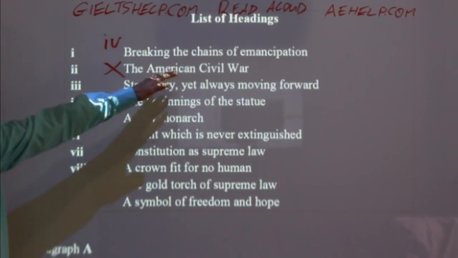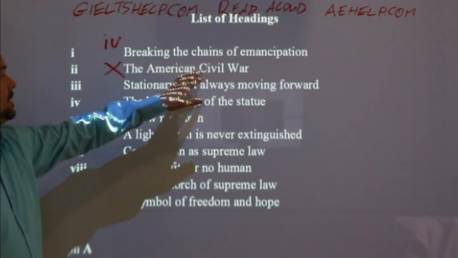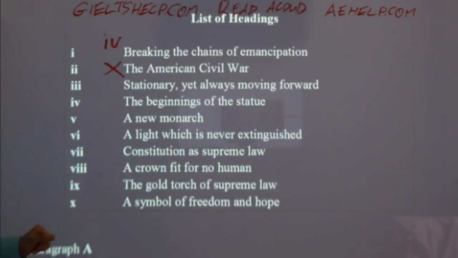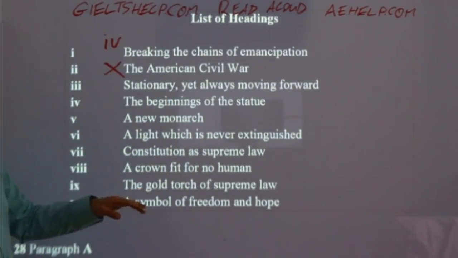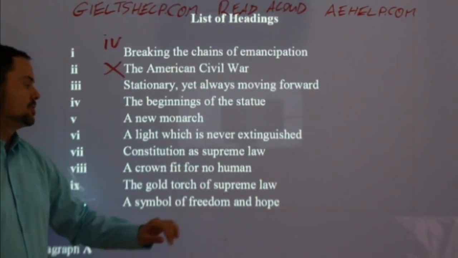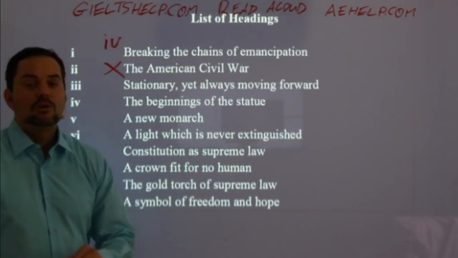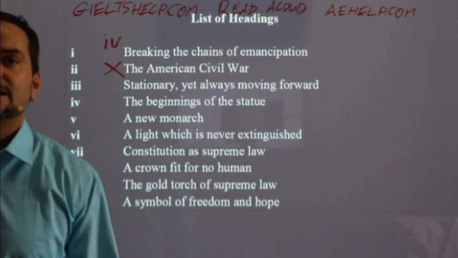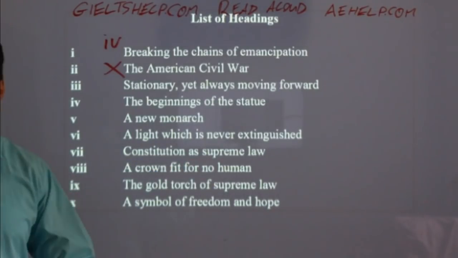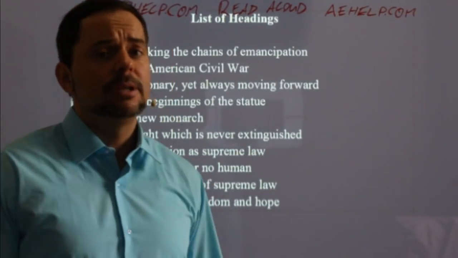So, breaking the laws of emancipation, the American Civil War, stationary yet always moving forward, the beginnings of the statue, a new monarch, a light which is never extinguished, Constitution as supreme law, a crown fit for no human, the gold torch of supreme law, a symbol of freedom of hope. What do you think? What's the best answer for this? Okay, so a lot of you are saying that that should be number 7, Constitution as supreme law. I agree with you. Don't overcomplicate it, okay?